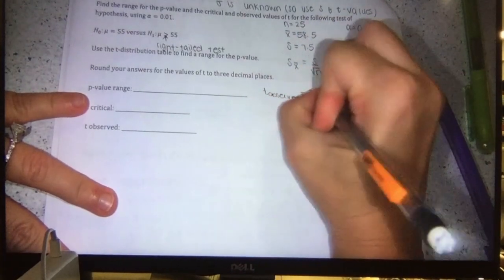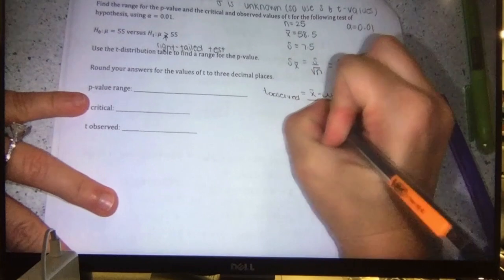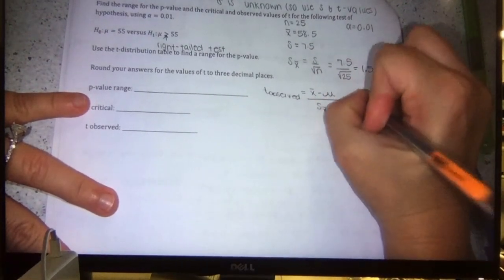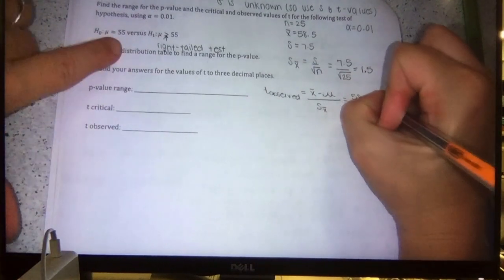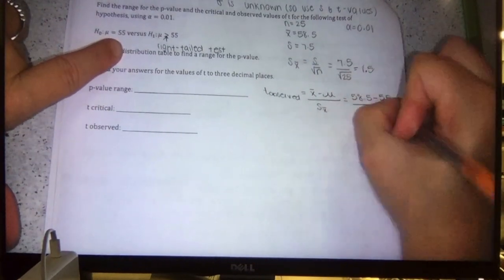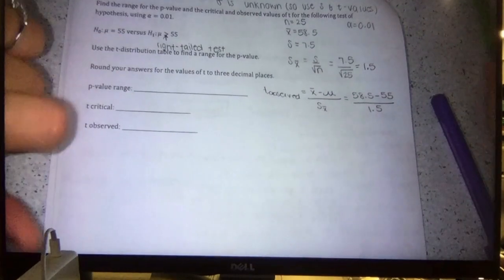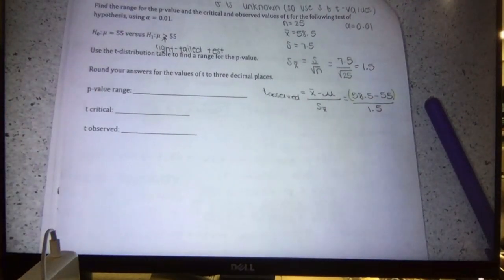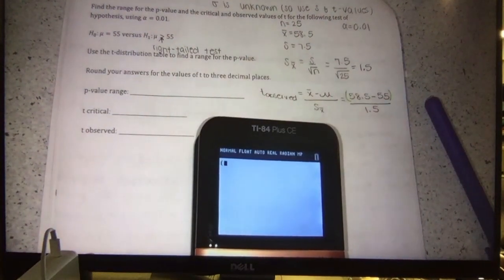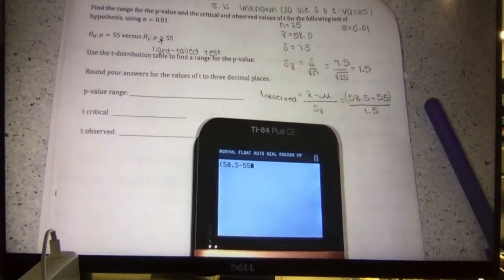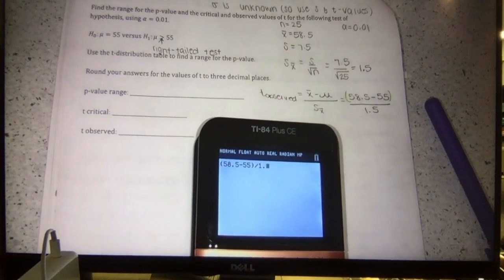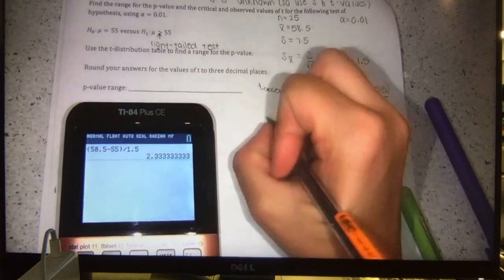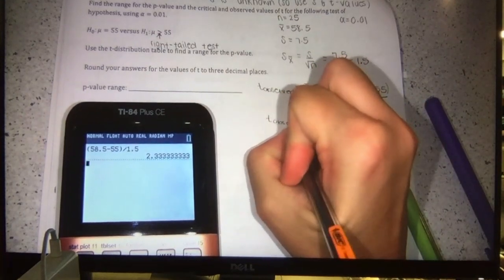is our x bar minus our mu all over our sampling standard deviation. So 58.5 minus our mu, which is 55, all over 1.5. Make sure to put the top in parentheses because it's the top of our fraction. So in our calculator, 58.5 minus 55 divided by 1.5. That will give us 2.333 for our t observed.